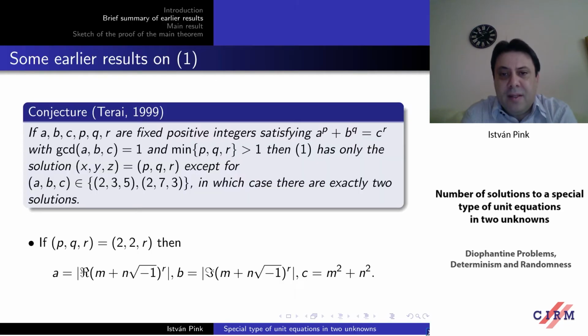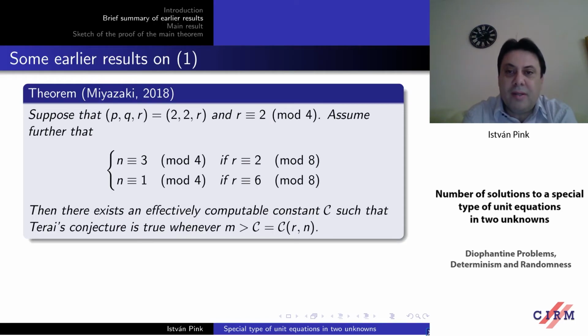But in some cases, for example, if p, q, r is exactly 2, 2, r, this also covers the case of the Jesmanovic conjecture. It is easily seen that the bases can be parameterized in this form, where m and n are integers, and r and i denote the real and imaginary part of this complex number, respectively. And using this notation, I would like to mention a nice recent result of Miyazaki, which appeared in Acta Arithmetica, which is the following. Suppose that p, q, r is 2, 2, r and r is 2 mod 4, so it covers the Jesmanovic conjecture, and assume further that this holds.